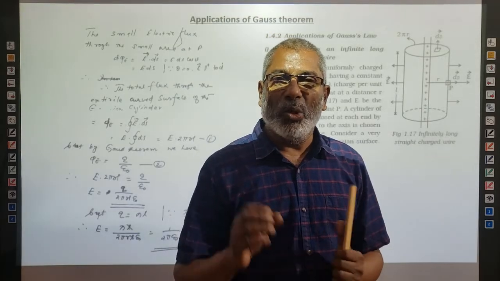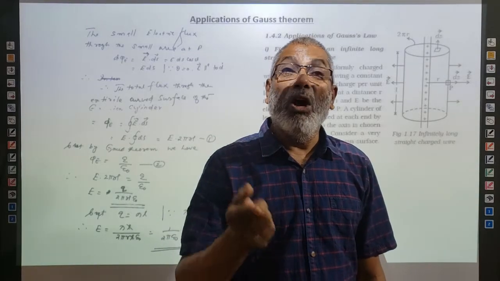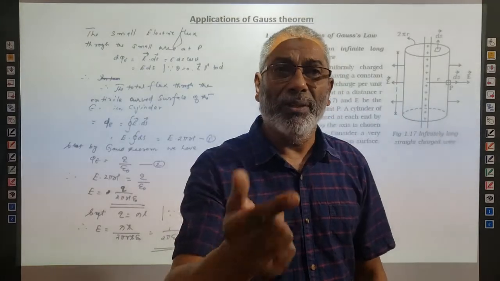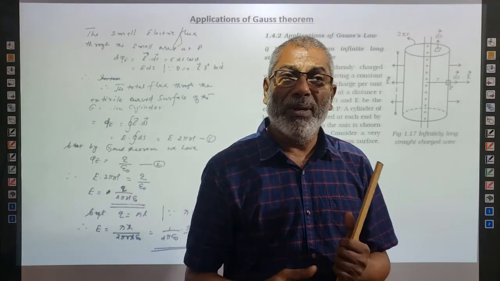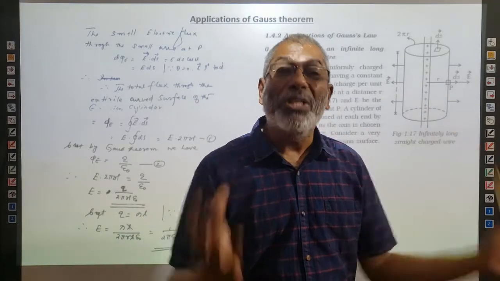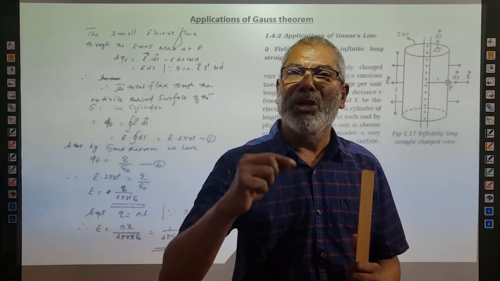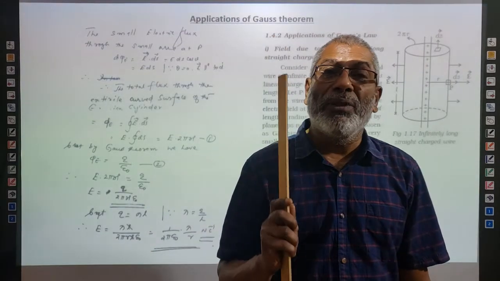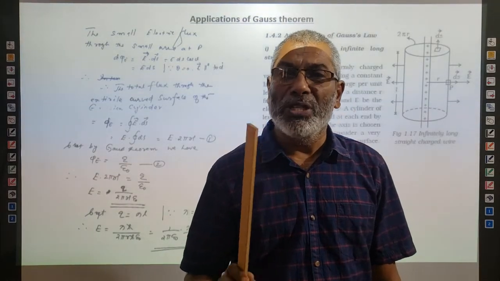Electric flux is the total number of lines of force penetrating through an area along the normal. Along the normal means in the direction of the surface vector. Then we studied yesterday Gauss theorem. According to Gauss theorem, the total electric flux through a closed surface is equal to 1 by epsilon 0 times the charge enclosed by it. The same definition can also be said as the surface integral of the electric field over a closed surface is equal to 1 by epsilon 0 times the charge enclosed by it.